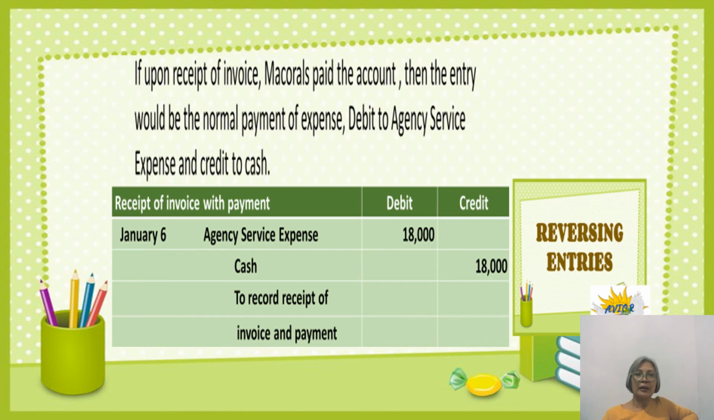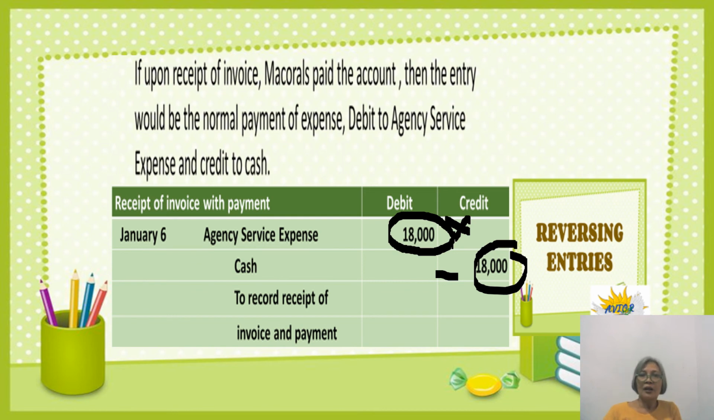Ngayon, nagbayad nga ang Macorals. Ano ang entrada? Debit expense at credit cash. Itong cash, totoong lumabas, 18,000. Pero itong expense na to, hindi na to mare-record na expense for the current period. Kasi ni-reverse mo yan eh. Nag-credit ka ng expense na 18,000. So, pag debit mo na expense ng 18,000, 0 na yun.